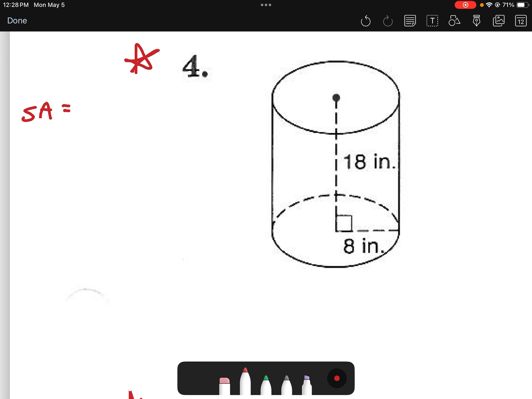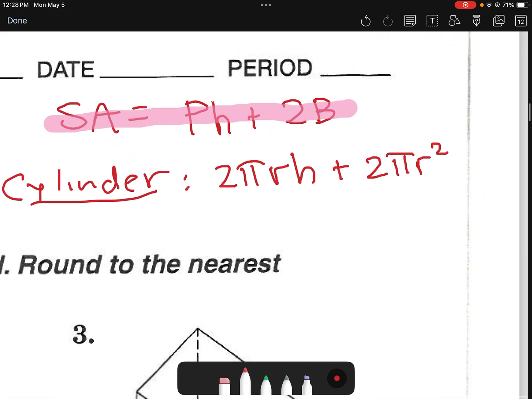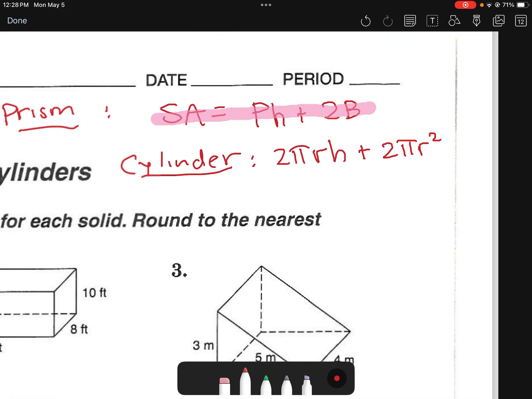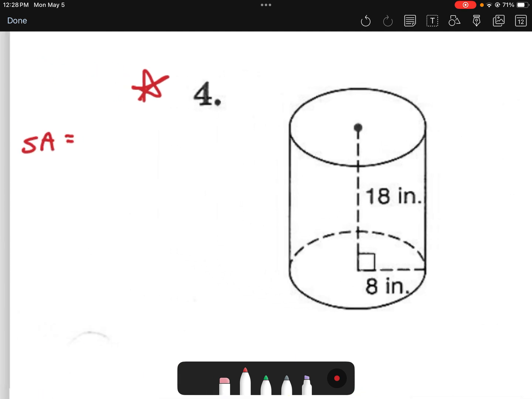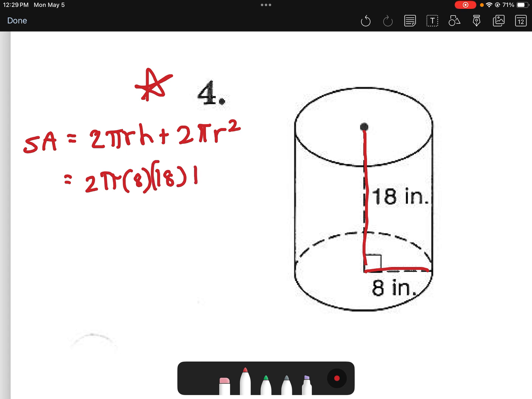But since the bases are circles, this formula will be exactly the same for every single cylinder that you see. Okay? Look at that formula there, 2 pi r h plus 2 pi r squared. What is the radius? It's 8. What is the height of the cylinder? 18.